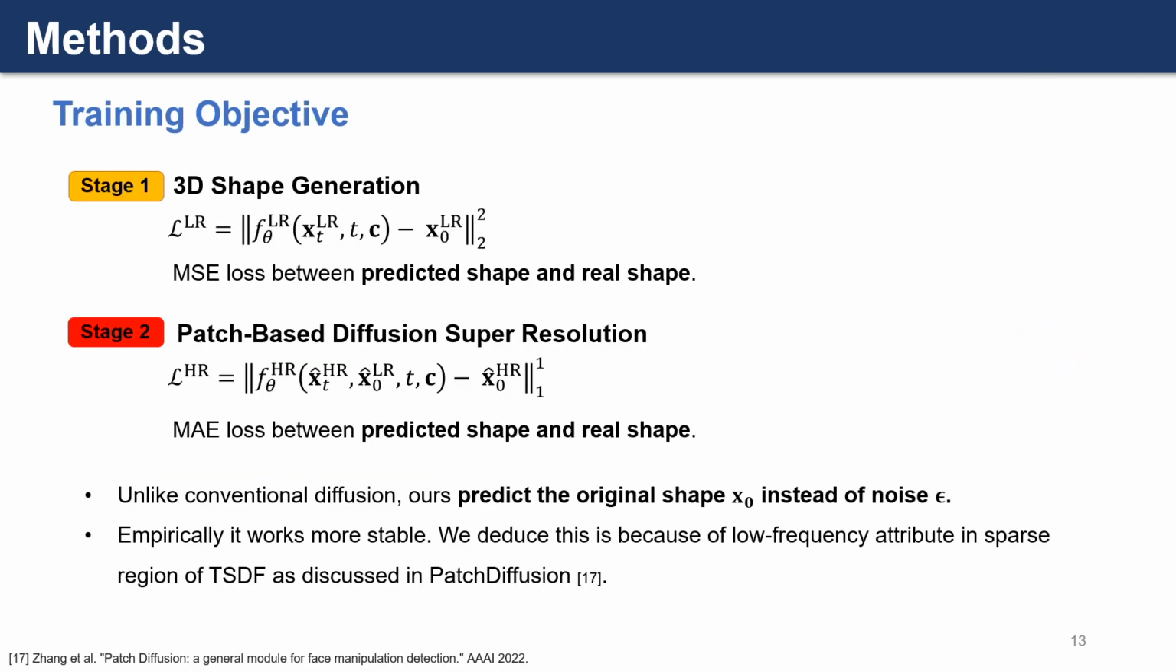This is objective functions of our framework. The first and second stage models are trained by comparing predicted shape and real shape. The difference between conventional diffusion is that our framework predicts the denoised shape instead of noise, because TSDF value is low frequency far from the surface, but the Gaussian noise has even frequency in any location of 3D space. Therefore, we deduce the reason is that predicting low frequency TSDF is easier.